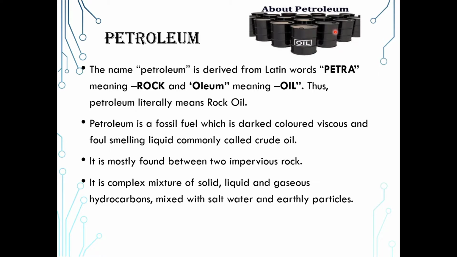You see, before we go into the detailed study of petroleum, we'll try to understand how petroleum came into access. As I've already given, the word petroleum is derived from Latin: petra, which means rock, and oleum, which means oil. By combining these two words, we got the word petroleum.